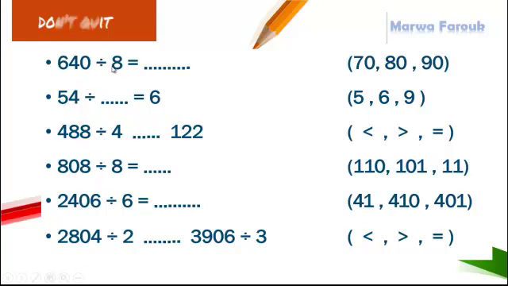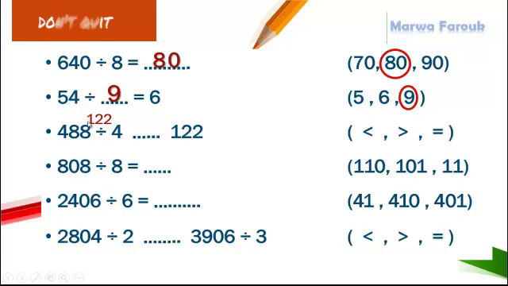640 divided by 8. 6 divided by 8 can't be, so we are going to make 64. 64 divided by 8 equals 8. And 0 divided by 8 equals 0, so we got 80. Put a circle around it. Okay, next one is so easy. It's 6 times table. 54 divided by what equals 6? That means 6 times what equals 54. It's 9. Excellent.